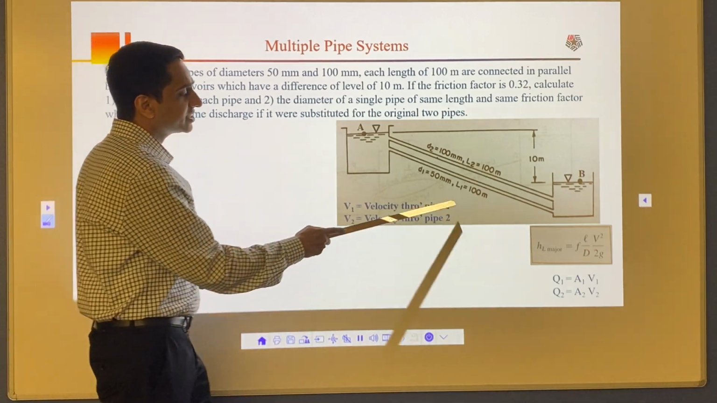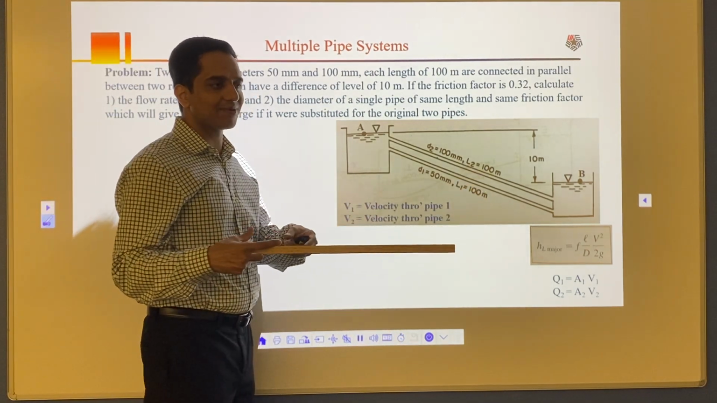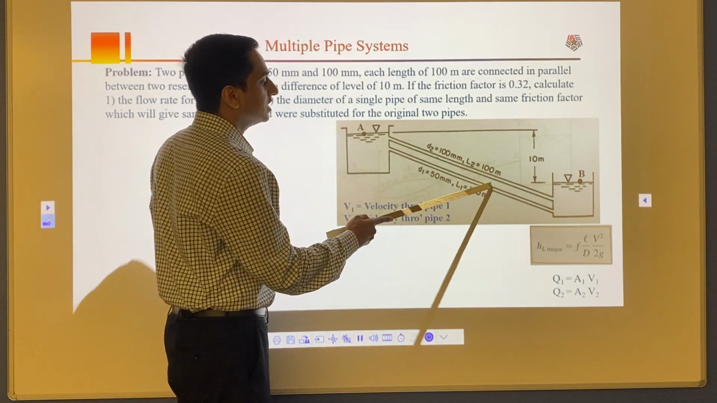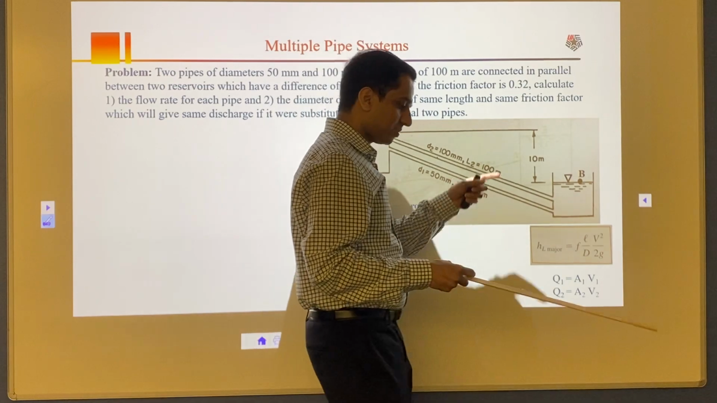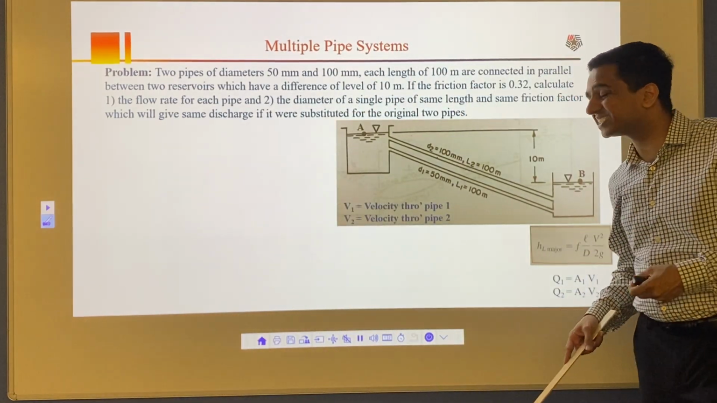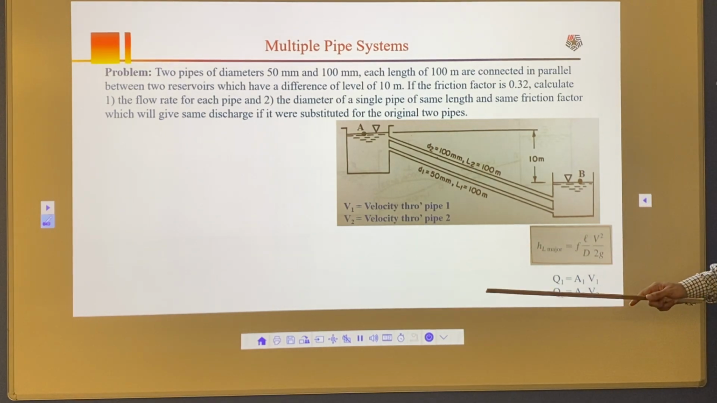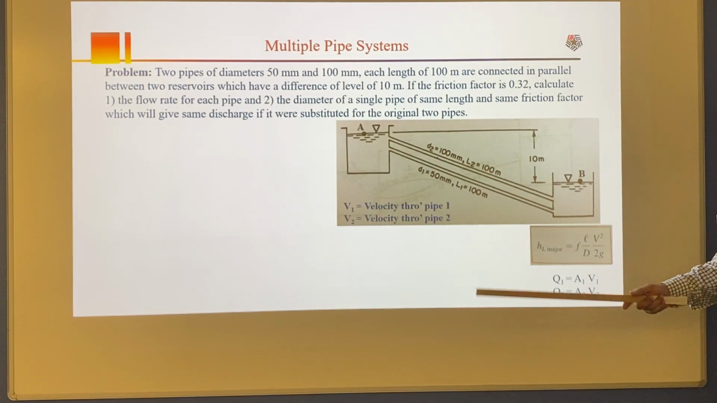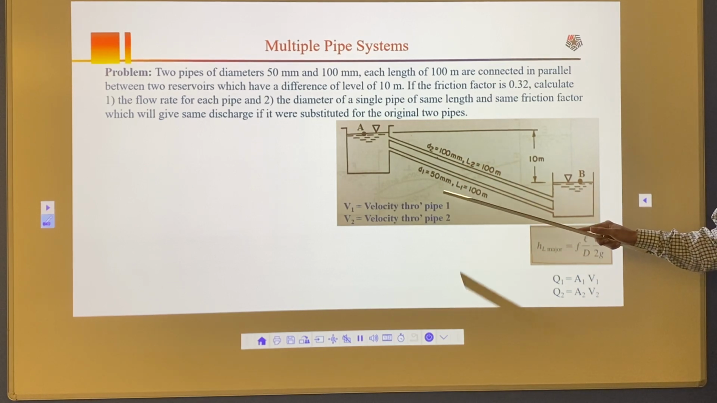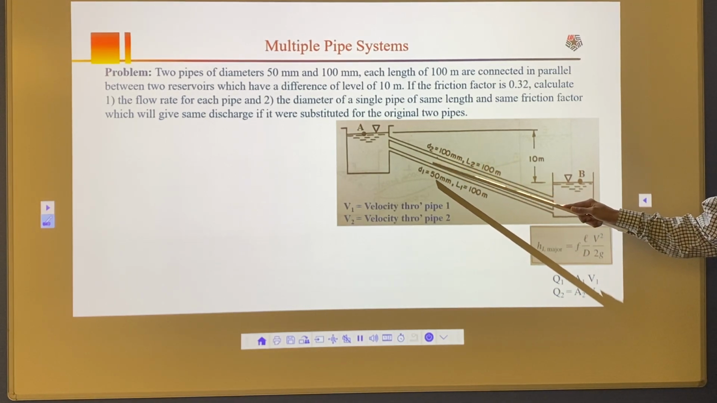The second thing they have asked is to replace these two pipes with one single pipe for the same collective flow rate. What should be the diameter? Instead of two pipes, I put just one pipe carrying the combined flow rate of 1 and 2. What should be the size of that pipe? That's the second part. But for the first part, you need to know the flow rate for both pipes, and then you can combine them. So you need Q1 and Q2. Q1 is A1 V1, Q2 is A2 V2. It means that you need to know the velocity in pipe 1 and the velocity in pipe 2.